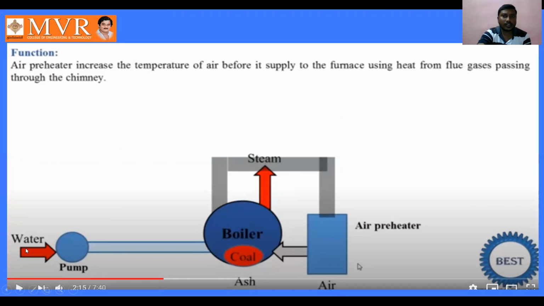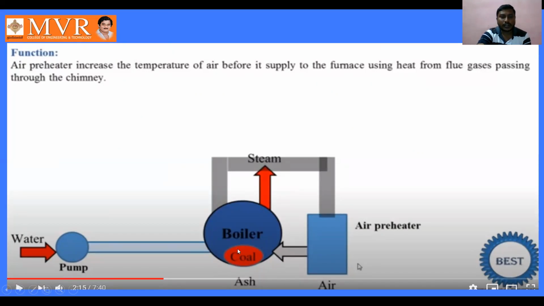See here in the diagram, the water is entering the boiler by using this pump, and the hot exhaust flue gases are there. These are entered into the air preheater, and the air which is passing into the boiler is preheated by using these hot gases coming from the boiler.